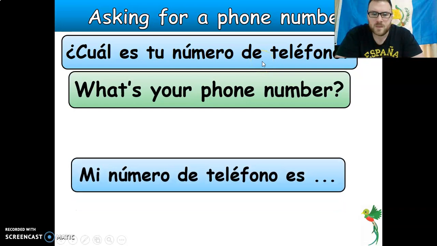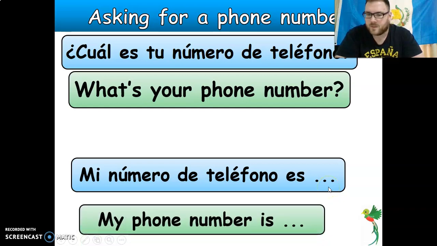And then you respond with "mi número de teléfono es," and then the numbers, okay? So "mi" with an I means my, 我的 I. Number of telephone, telephone number, okay? "Es," and then the number. Right? My phone number is. And then really, you can just say "es," or just the number.